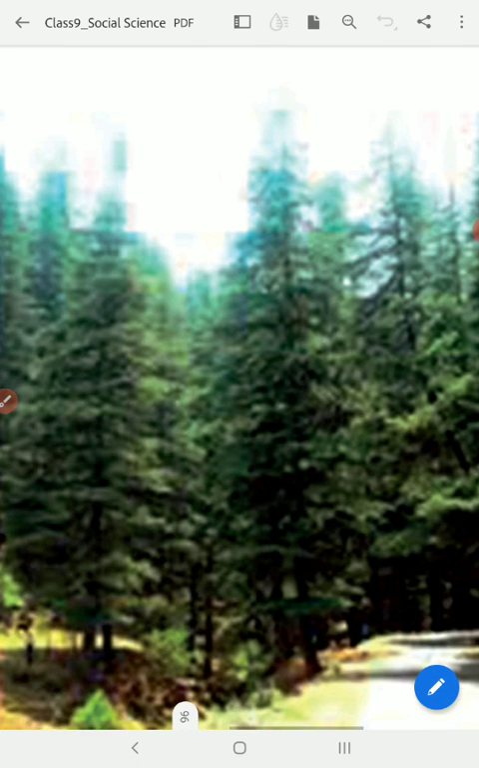The third kind of forest is the unclassified forest, the unclassed forest. Anybody can have control over the unclassed forest. Okay, right. Now the third kind of classification is based on the vegetation.